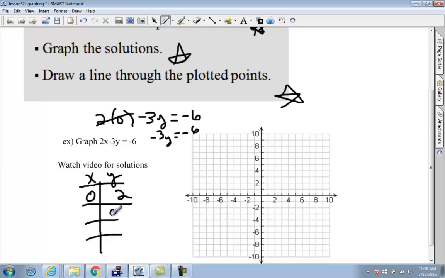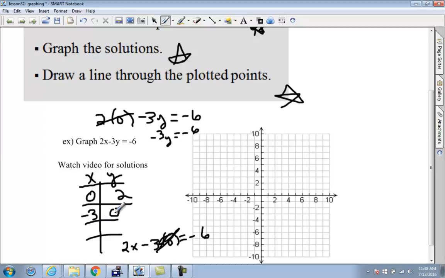Okay, well, what if y were 0? What would x have to be? Well, we could do the mental math, or perhaps we should write it out. 2x minus 3 times 0 equals negative 6. Well, 3 times 0 is 0, so that's just going to wipe out. 2 times something makes negative 6. Well, gee, x would have to be negative 3 in order for that statement to be true.